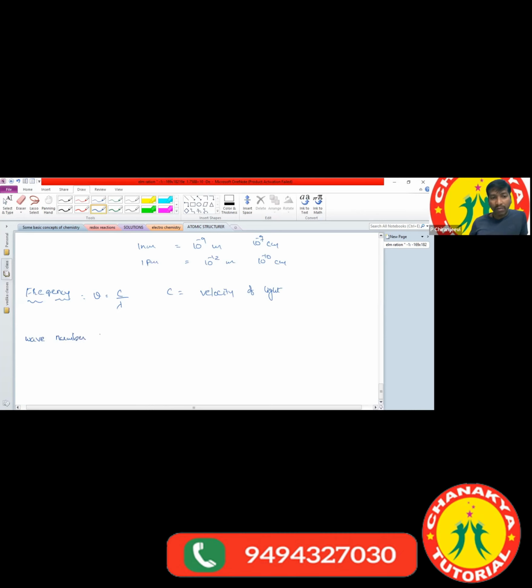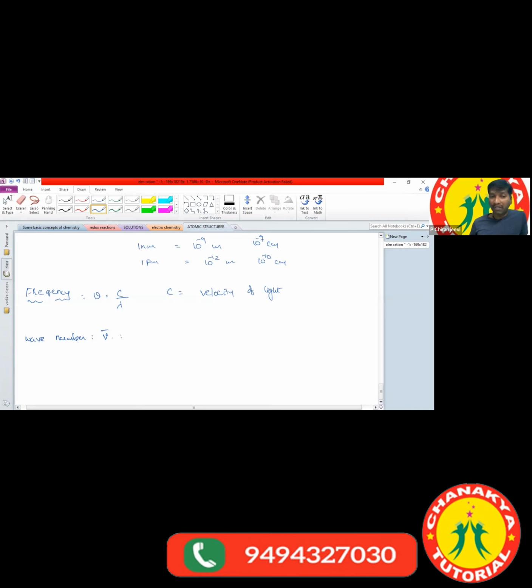So what is meant by the wave number here? Wave number can be represented with nu bar. What is meant by the wave number is the number of waves present in a unit length.